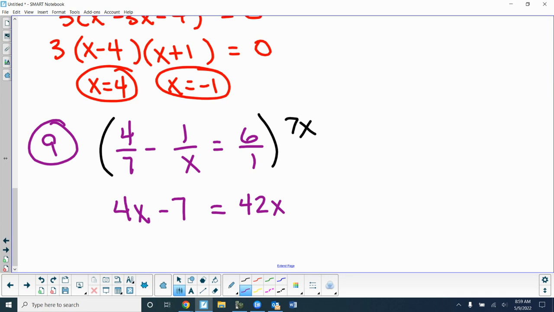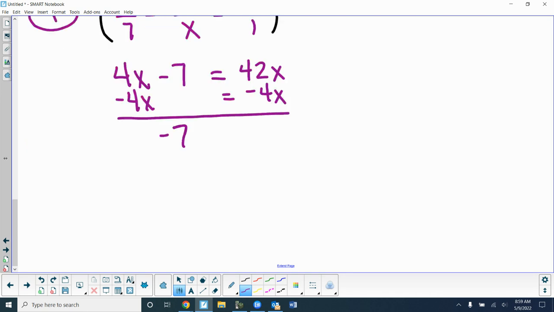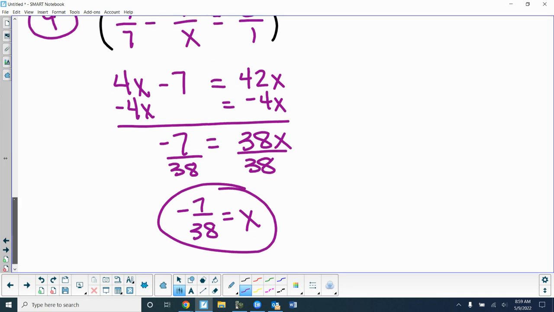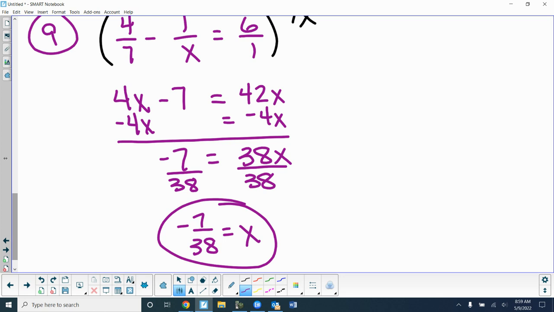I got an x on the left and the right. I'm going to take the one on the left over to the one on the right, and I get -7 equals 38x, and then divide by 38 to get x alone. So there's our answer. And it's okay to have -7/38 as the denominator. So that was a good answer also. So none of our answers were bad answers on the practice. You never know though on the regular quiz.